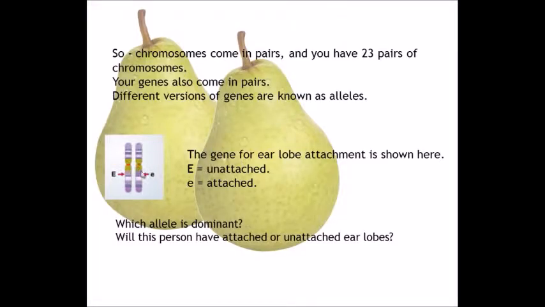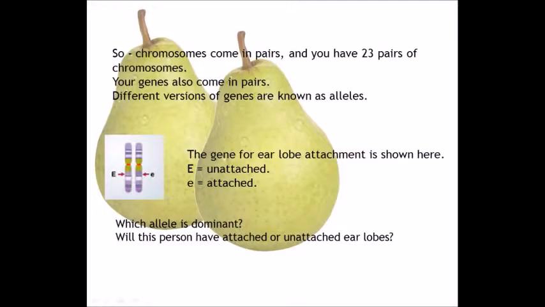So on the diagram here you have a picture of a pair of chromosomes, and located on each, on these arrows here, this indicates two alleles. Now an allele is a version of a gene. And in this case you have an uppercase E and a lowercase e. Now an uppercase letter represents an allele which is dominant, and a lowercase letter represents an allele which is recessive.